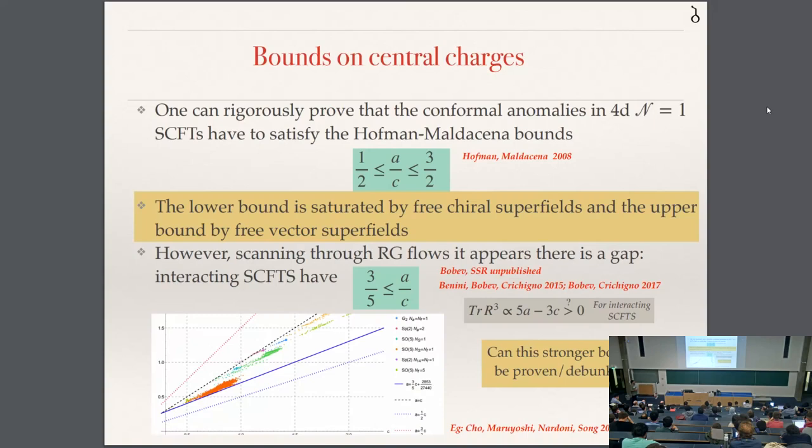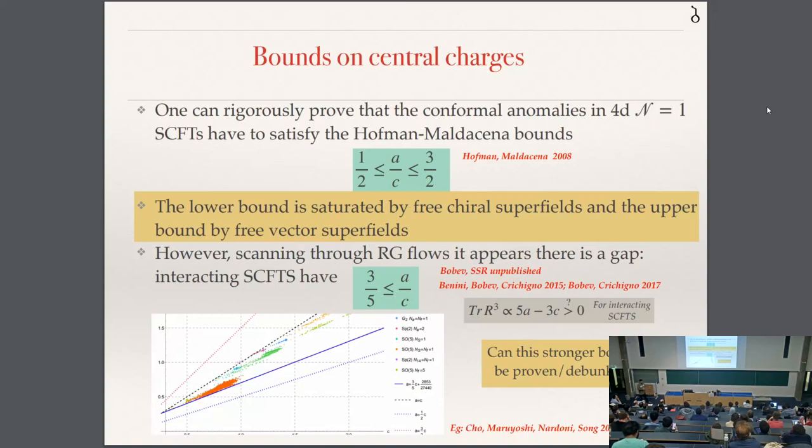Here's an example of an experimental kind of result that you can derive, really like you are studying, maybe you can interpret this as a plot studying some galaxies somewhere, but really these are just a and c anomalies of some theories that you obtain by various deformations. There is this very famous bound due to Hofman and Maldacena on a and c, so a over c has to be bigger than a half or smaller than 3/2. The bounds are saturated by free chiral fields and free vector fields.